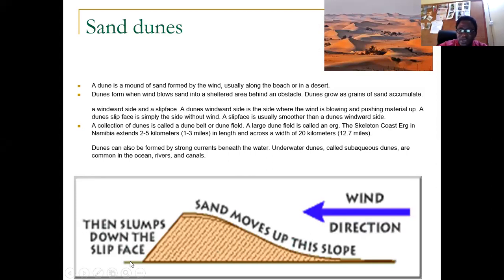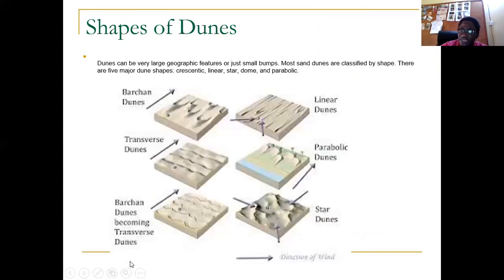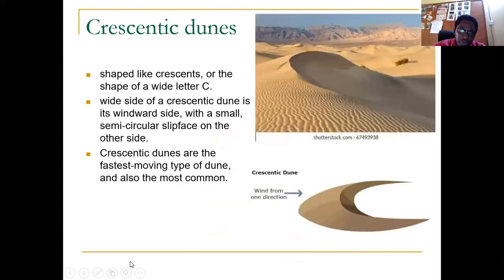You can also have these dunes underwater. Underwater dunes, what we call subaqueous dunes, occur in oceans, in rivers, and in canals. And the shapes of dunes vary based on geographical features. We can classify them into 5 major types: crescentic, linear, star, dome, and parabolic dunes.